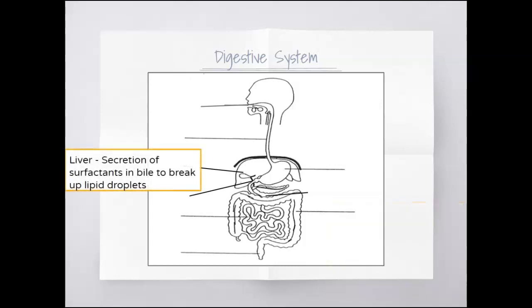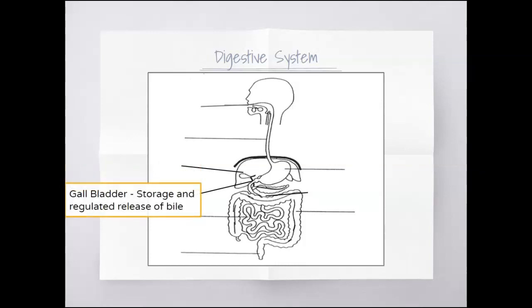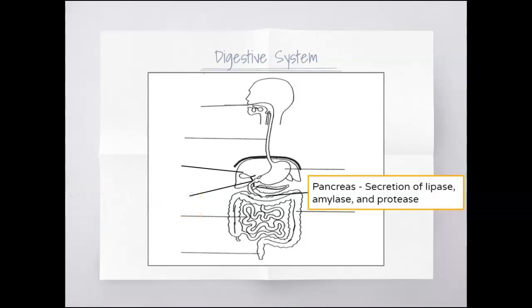Going into the 3 accessory organs, liver is the secretion of surfactants and bile to break up lipid droplets, so to break up lipids or fats. The gallbladder stores and regulates the release of bile, and then the pancreas is the secretion of lipase, amylase, and protease. So lipases break down lipids, amylases break down starches or carbs, and proteases break down proteins. These are all enzymes that break down macromolecules into their monomers.